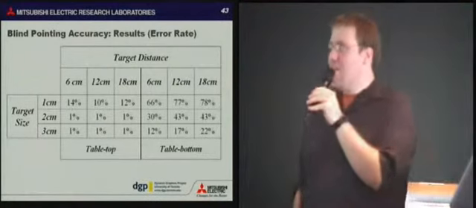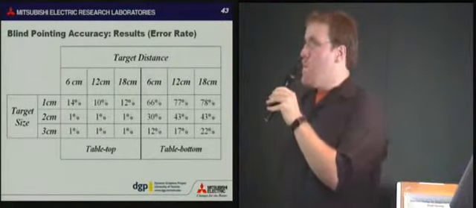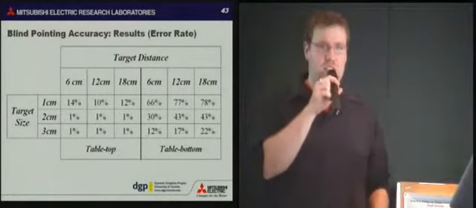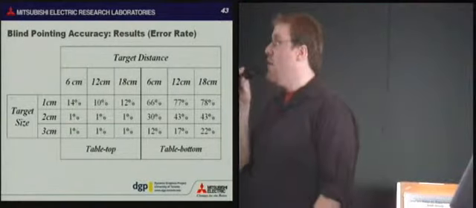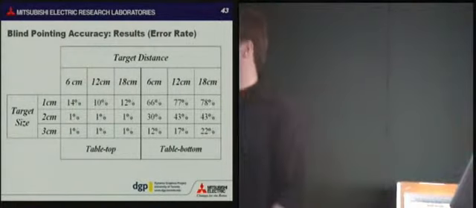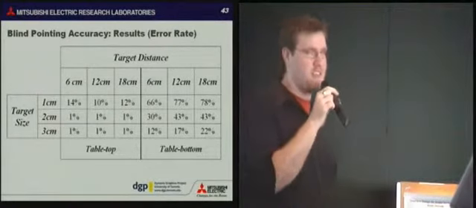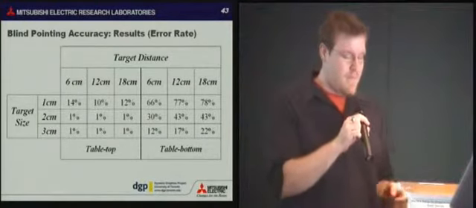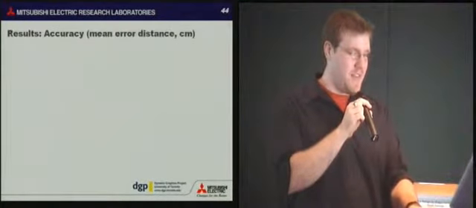Now, when we look at the under-the-table selections, we see massive and huge error rates, which suggest to us that this is a silly idea and we should never have built a two-sided table in the first place. We see that for a 1 centimeter target, we have an error rate of 78%, so only 22% of the time is the user able to accurately select a target underneath the table. So we hang our heads in shame and leave?